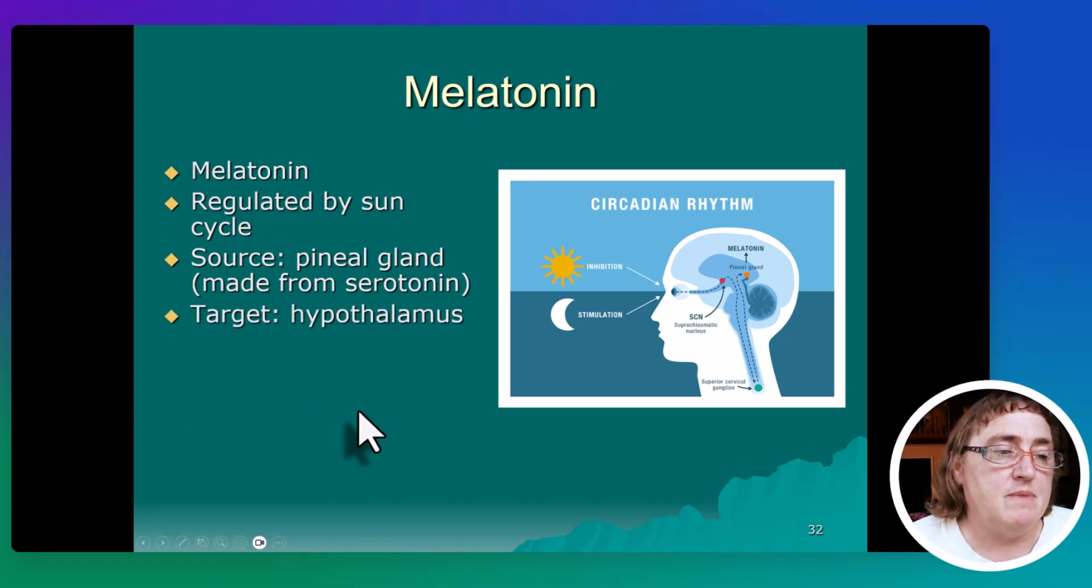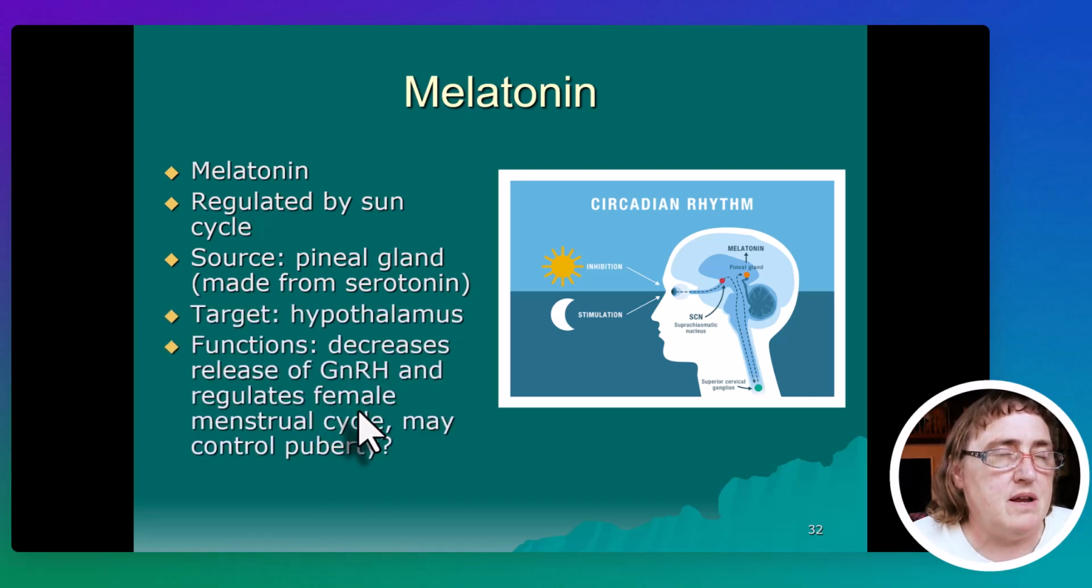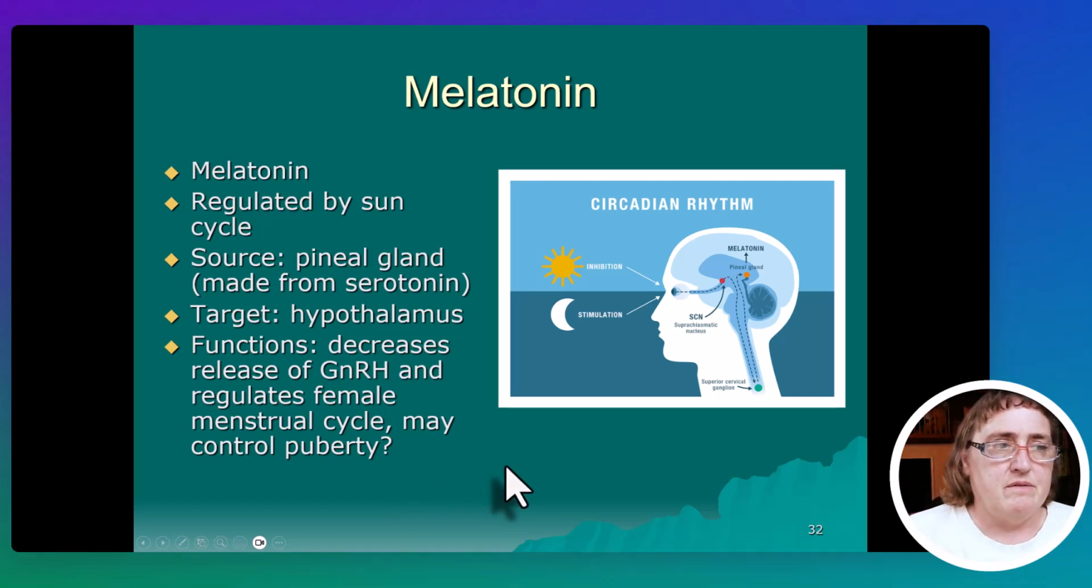Some people take melatonin to help them sleep, but if you look on the web, melatonin will save you from absolutely everything. Lots of people take this as a supplement for a variety of things. You should be careful with taking supplements, however. Anyway, melatonin, regulated by the sun cycle.